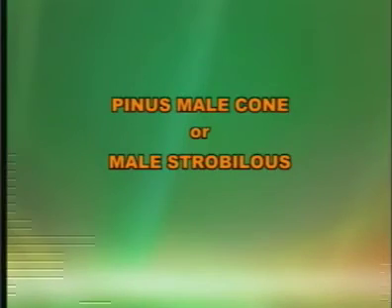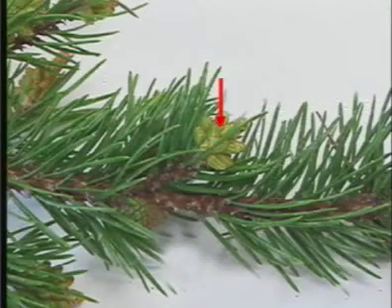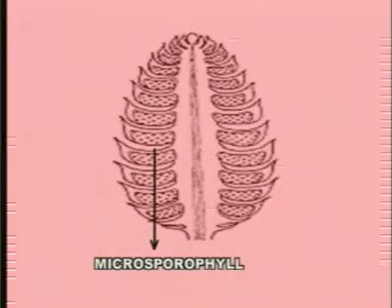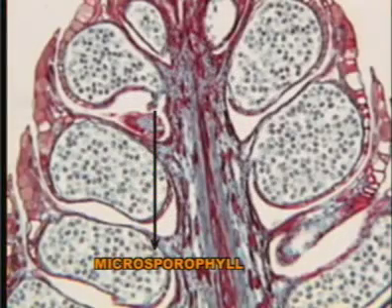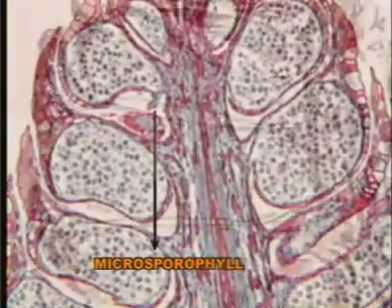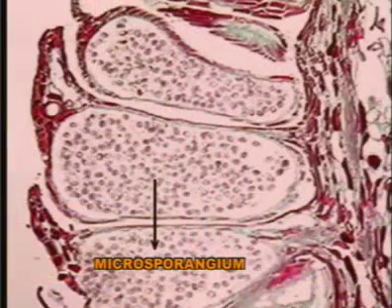Yes, let us come to the structure of the Pinus male cone, or male strobilus. It is borne in clusters, but these are small, yellowish green when they are young, but become brown or dark when they become mature. The longitudinal section of the Pinus male cone shows that there is a cone axis on which microsporophylls are arranged spirally. Microsporophylls have a sac-like structure, that is the microsporangium. Inside the microsporangium are found microspores, or we can say pollen grains of Pinus.